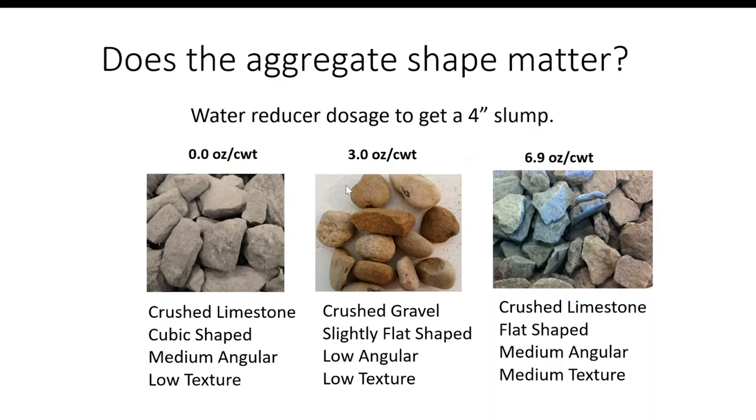Not that bad, but it required more than this one. But this flat and elongated, this flakier, flat-shaped material required 6.9 ounces per hundredweight, quite a bit more than zero. What's the difference? It's about the flat and elongated shape of the particles. And guess what? We have a test to measure that.